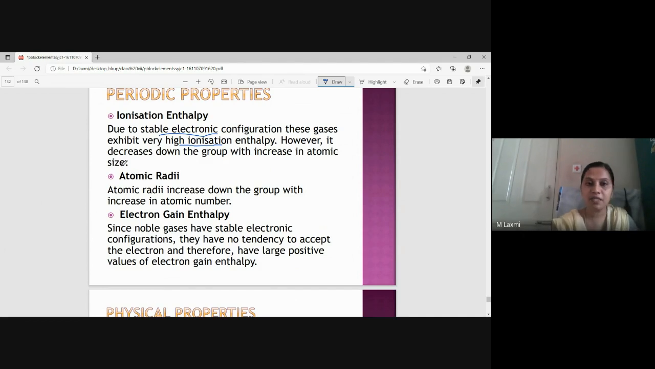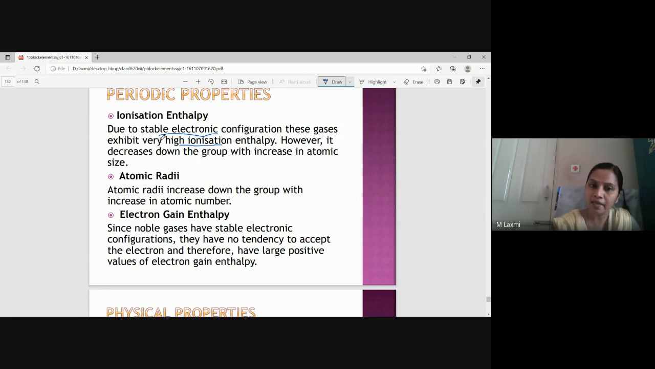Okay. What is the first point? Ionization enthalpy. Because they are already stable, it is very difficult to remove an electron. So ionization enthalpy will be very, very high. But as we move down the group, it decreases. Why? Because atomic size increases.